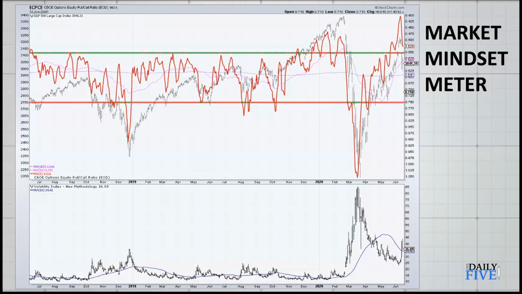So we can see that right now we have been below that level. We were, as of this chart, at 0.526, which is below that 0.55 level that I like to watch. So we're coming back off of that, but definitely an interesting time to be watching the put-call ratio here.